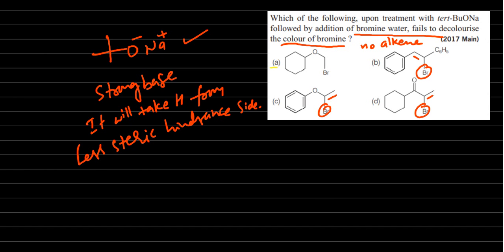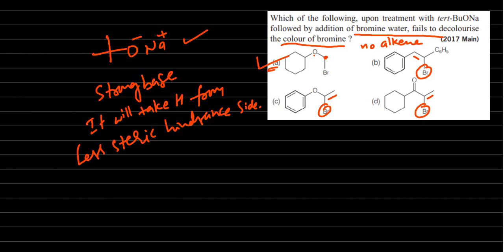This alkene undergoes reaction with bromine, that is an addition reaction, so it decolorizes. But here in case of A, there is no alkene formation. Here bromine is there, but on this bromine's adjacent carbon there is no hydrogen, there is no choice. So here it is not forming alkene, so your answer is A. Okay, in the remaining B, C, D alkene is forming, and that alkene decolorizes the bromine.